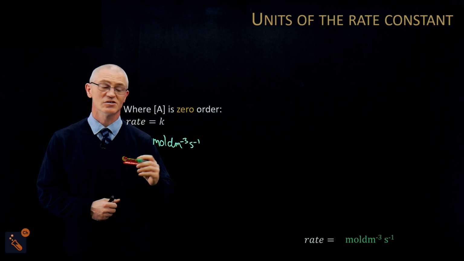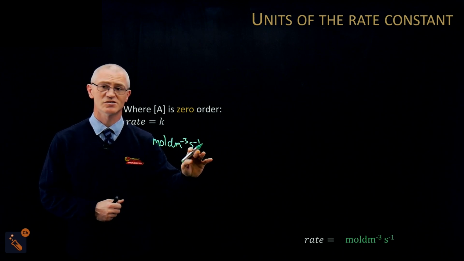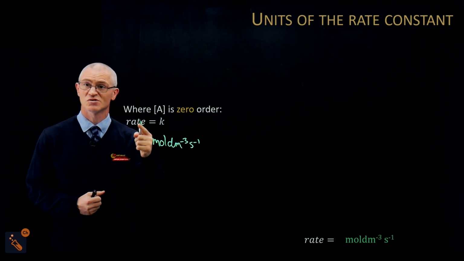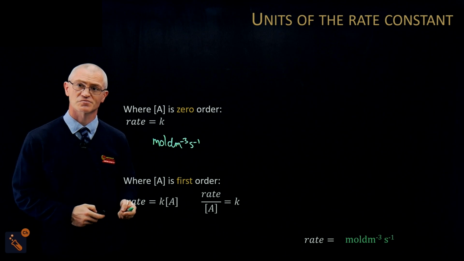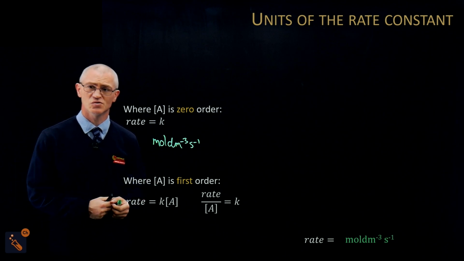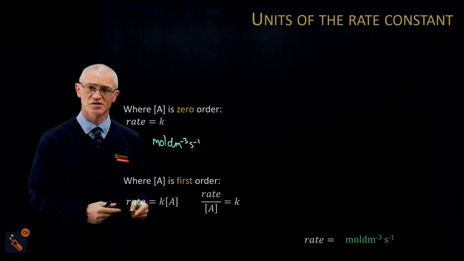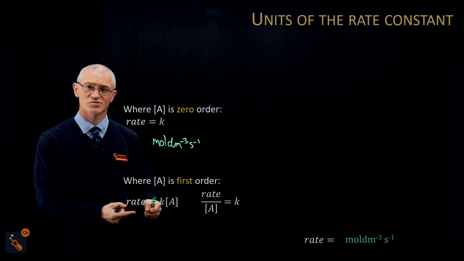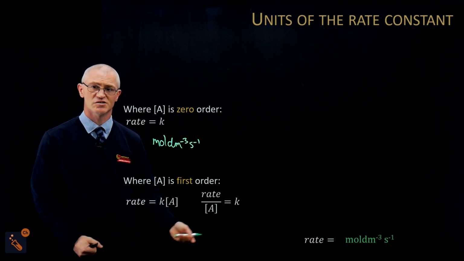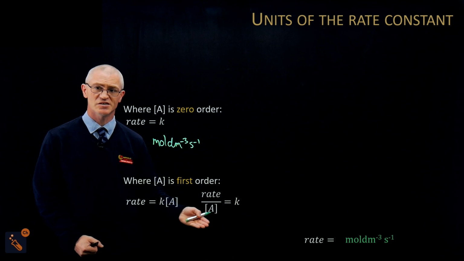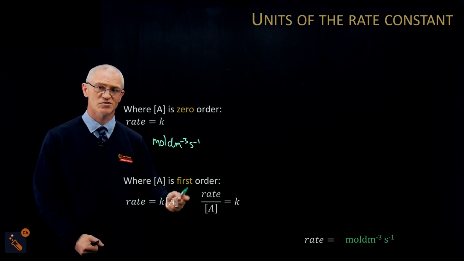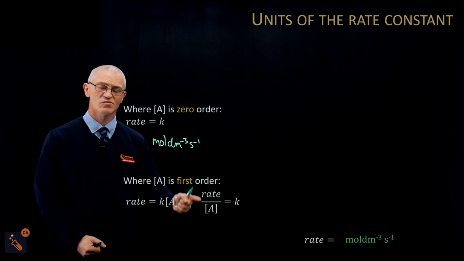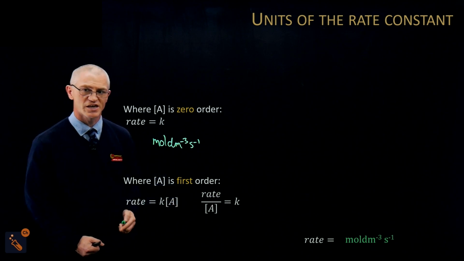So K's units are going to be moles dm^-3 s^-1, because rate equals K, the same units as you have for rate. Now what have we got for first order? First order will be rate equals K times the concentration of A. If you divide by A, you will equal K. So if we know what the units of these are, we can work out what the unit of K is.